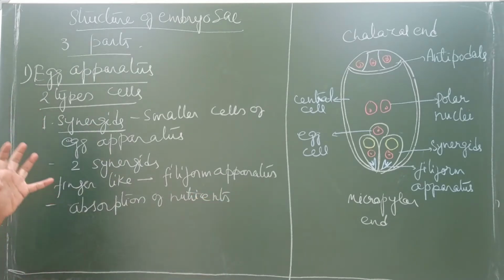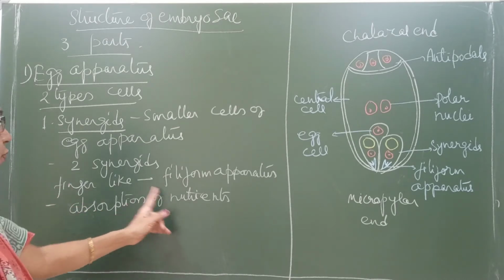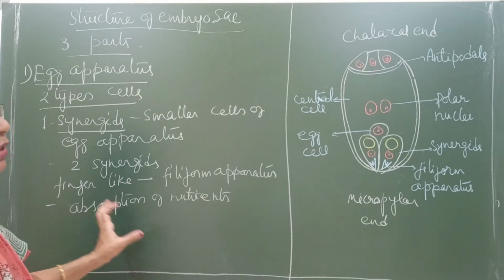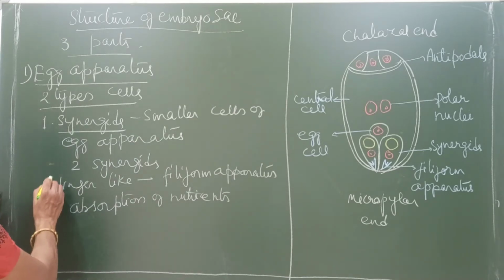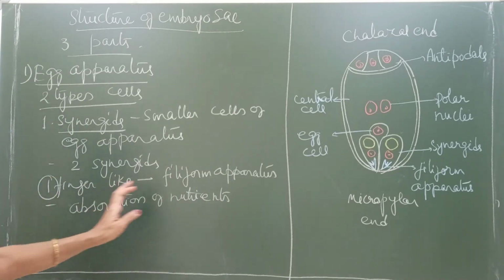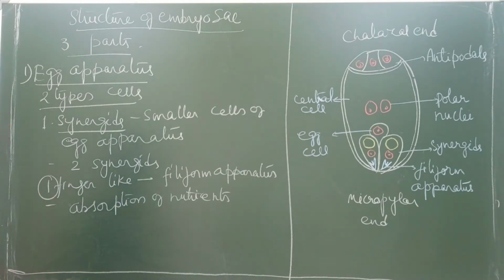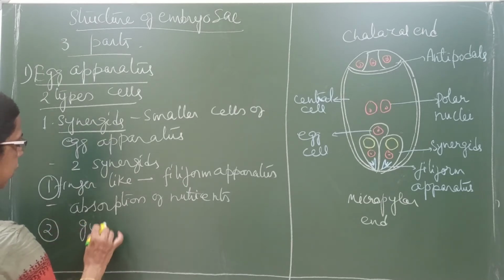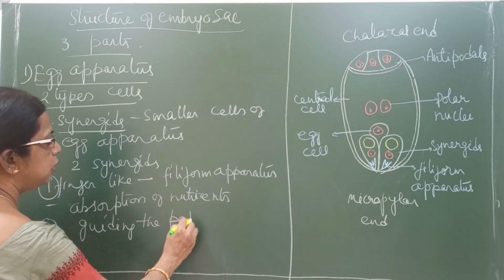This embryo sac is embedded within the nucellus tissue. Therefore, this filiform apparatus will absorb nutrients from the nucellus tissue. That is the first function. Now the second function: synergids also help in guiding the path of the pollen tube.